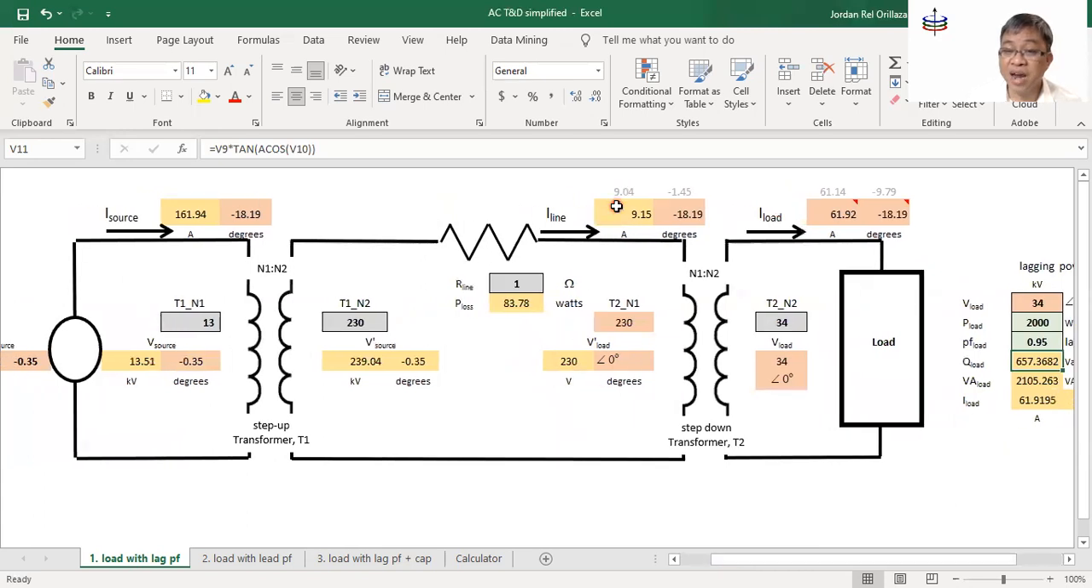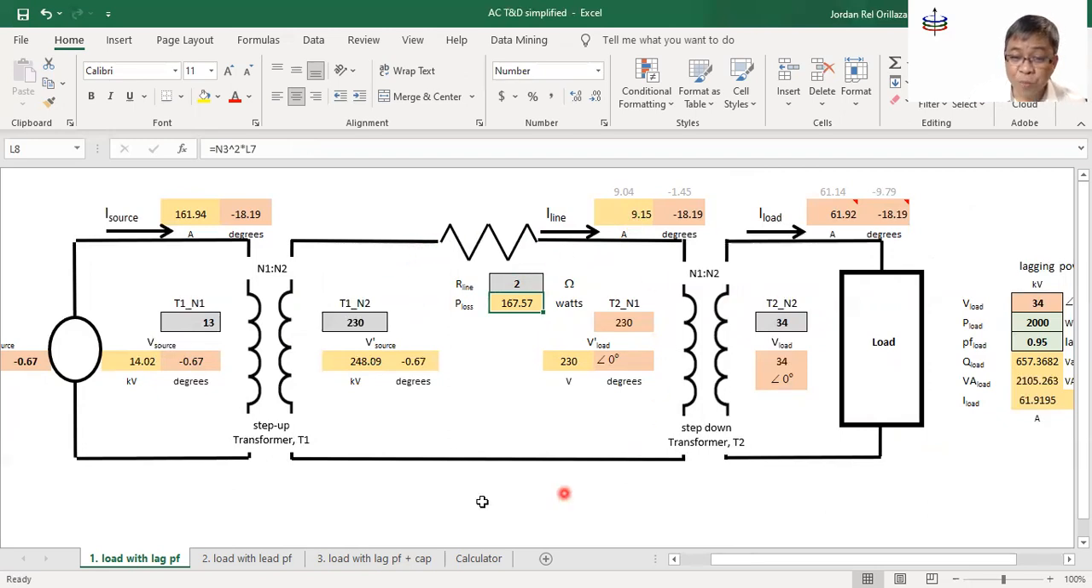Because of the current there, you can now compute the power loss, which is simply equal to I squared times the resistance there. If you want to change the resistance, suppose you have a larger resistance for your transmission line, then it's the power here that will change. The current there won't change. This current here is computed from the load current and not from what's coming from the source here. So even if you change the resistance here, that current there will not change.